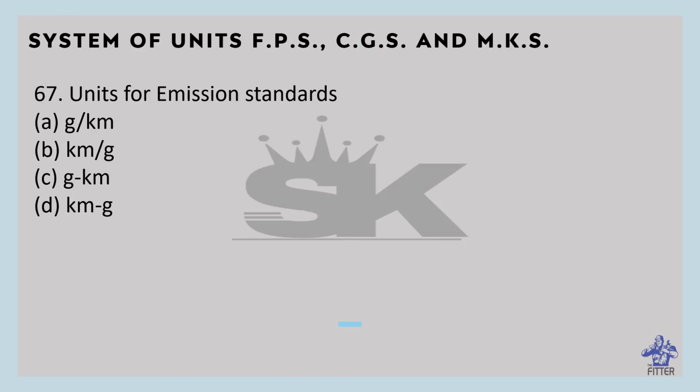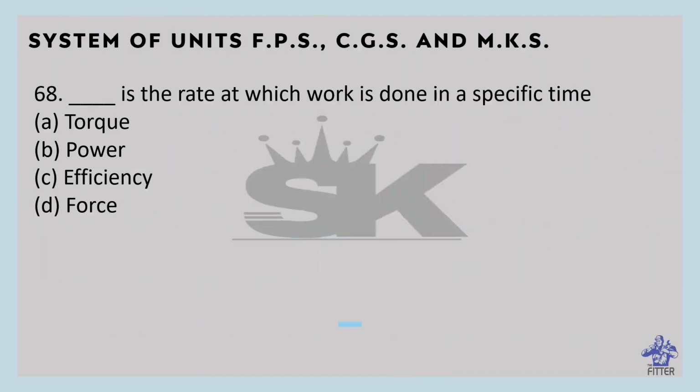Units for emission standards. The unit for emission standards is gram per kilometer, which is the rate at which work is done in a specific time. That is power. Power equals work upon time, right? So this unit is joule per second or watt.